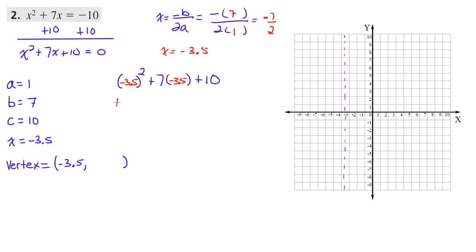-3.5 squared is 12.25. And 7 times -3.5 is -24.5. Then we bring down this +10. And 12.25 minus 24.5 plus 10 is -2.25. So that is the y value of our vertex. So that's going to be right about here.